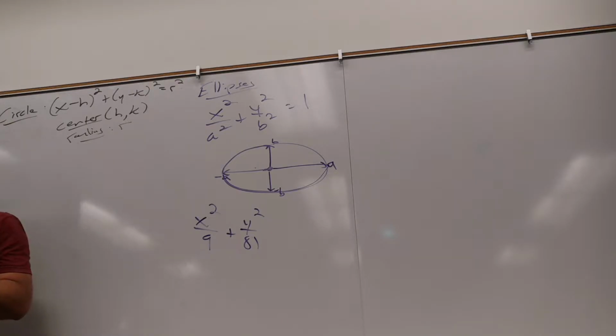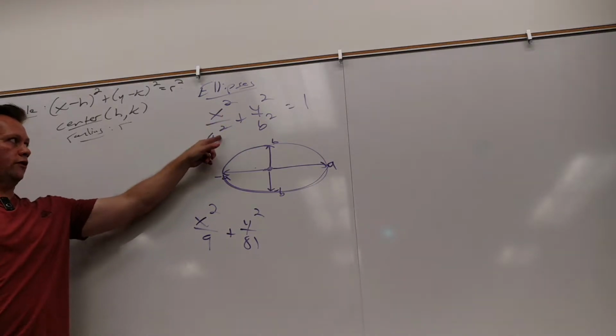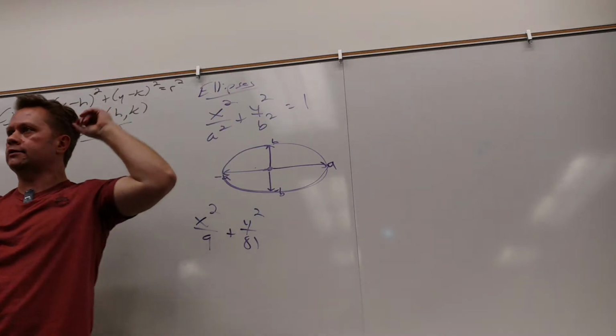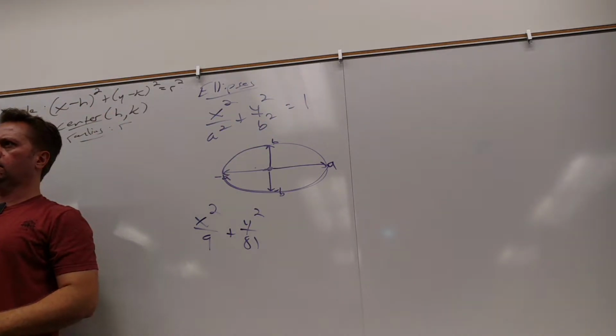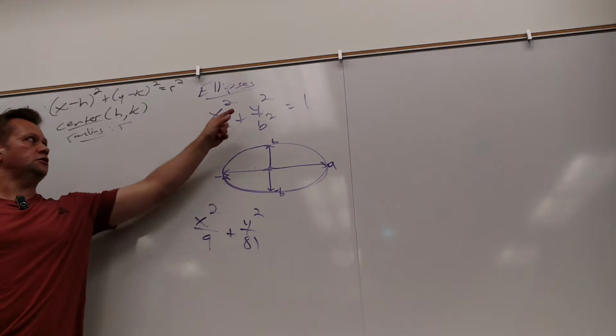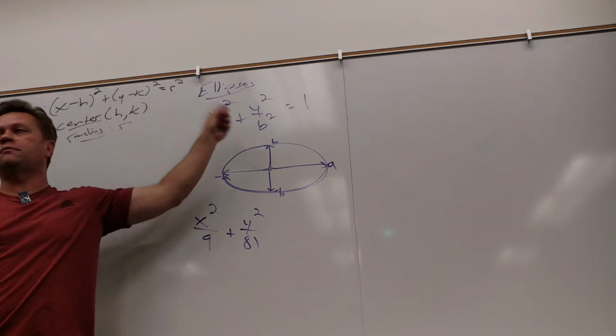It's not saying x cubed over a cubed plus, etc. equals 1. It's saying that's how to figure out the ellipse. It is saying x squared over a squared plus y squared over b squared equals 1. That is an equation. The answers to this equation are the x's and y's that make this equation work.